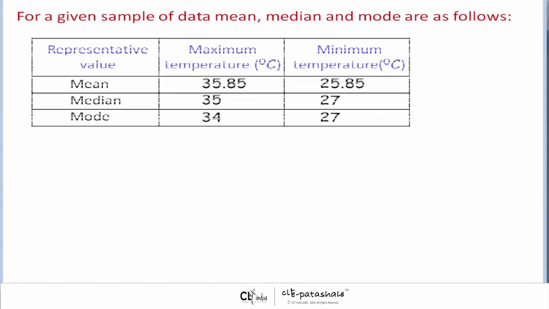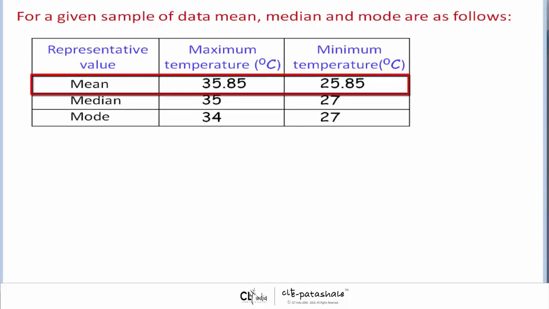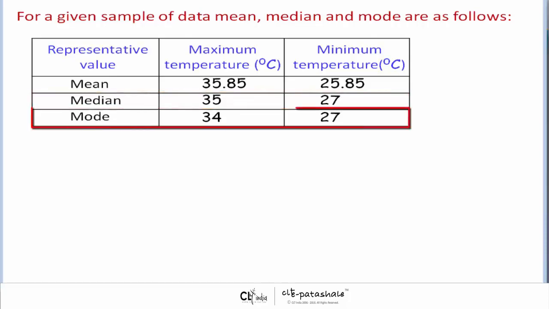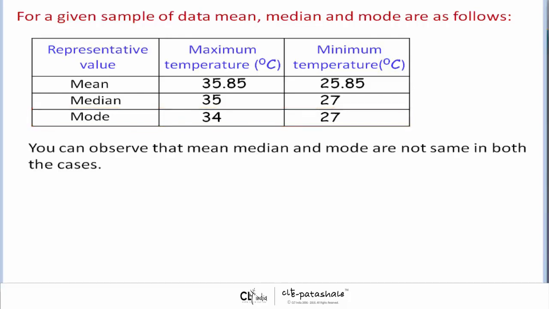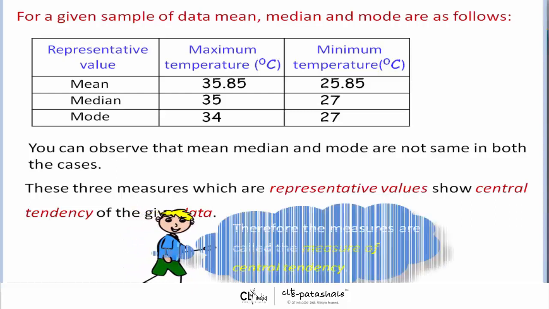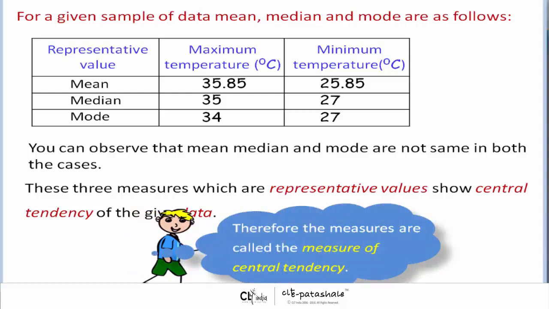For the given sample of data, mean, median and mode are as follows. The mean of the maximum temperature is 35.85 and the mean of the minimum temperature is 25.85. Whereas the median of the maximum temperature is 35 and minimum temperature is 27, and the mode of the maximum temperature is 34 and minimum temperature is 27. You can observe that mean, median and mode are not the same in both the cases. These 3 measures, which are representative values, show the central tendency of the given data. Therefore, the measures are called the measures of central tendency.